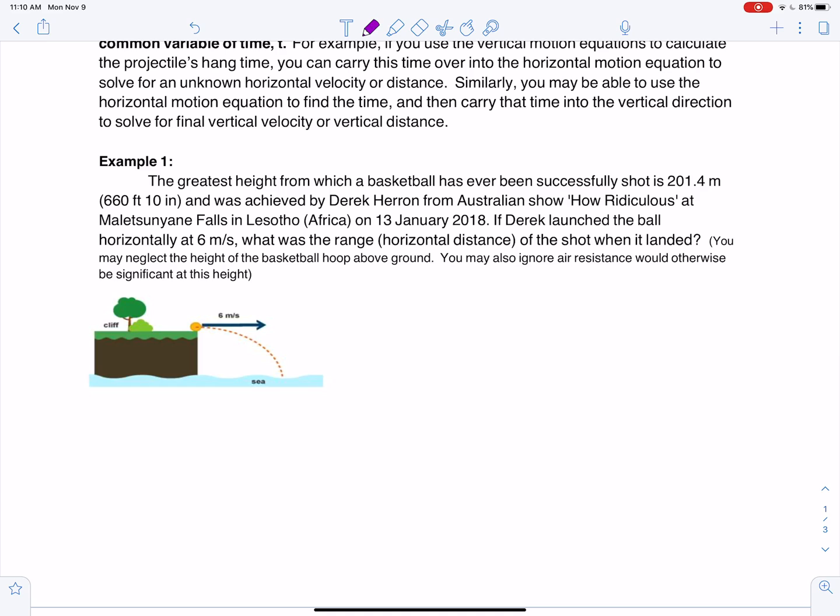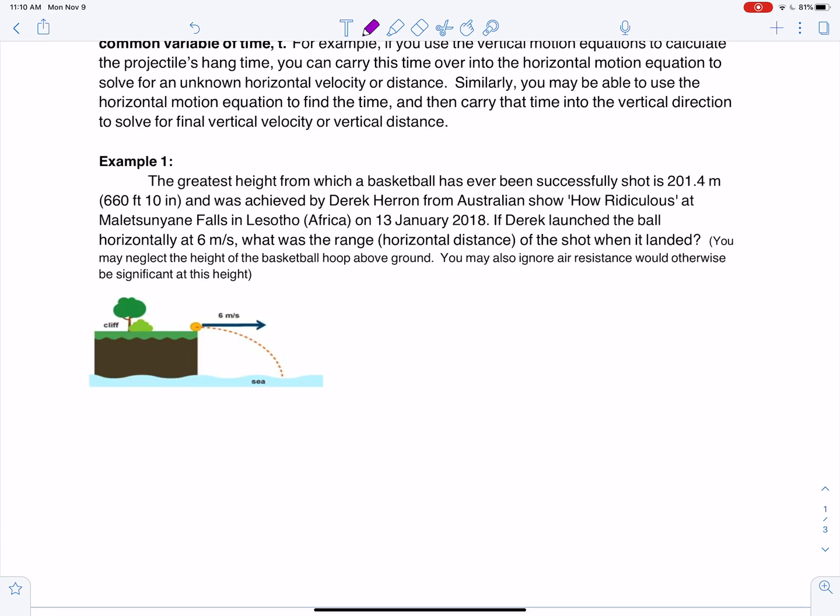Example 1. The greatest height from which a basketball has ever been successfully shot is 201.4 meters and was achieved by Derek Heron from the Australian show How Ridiculous at Malatsunaye Falls in Lesotho, which is a country in Africa, on January 13th, 2018. If Derek launched the ball horizontally at 6 meters per second, you can see that in the picture here, what was the range, meaning the horizontal distance of the shot when it landed?